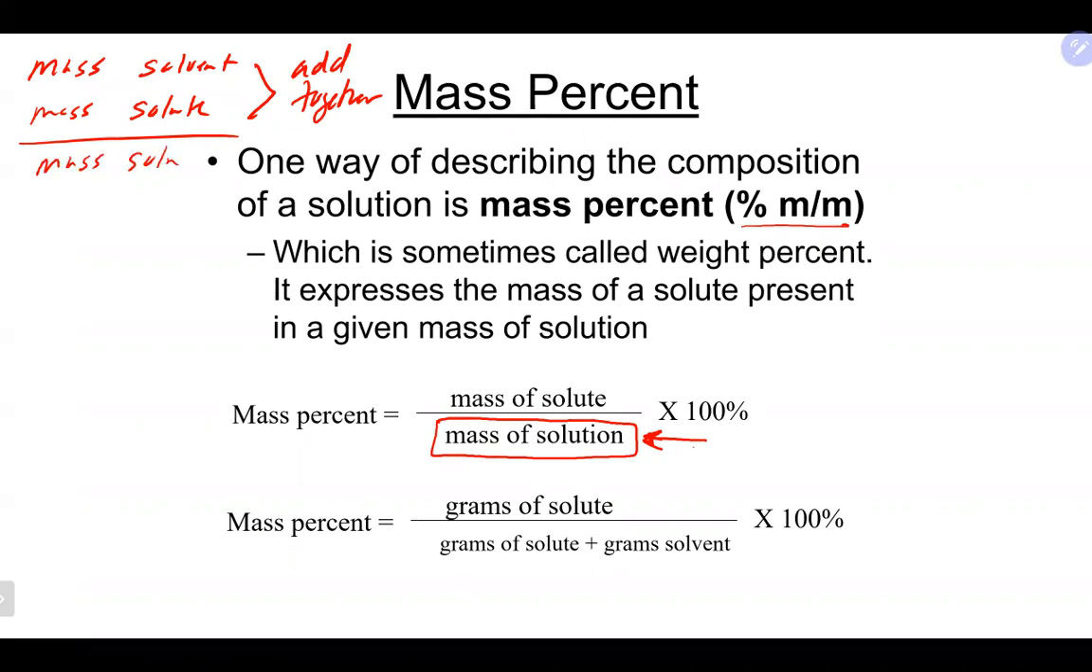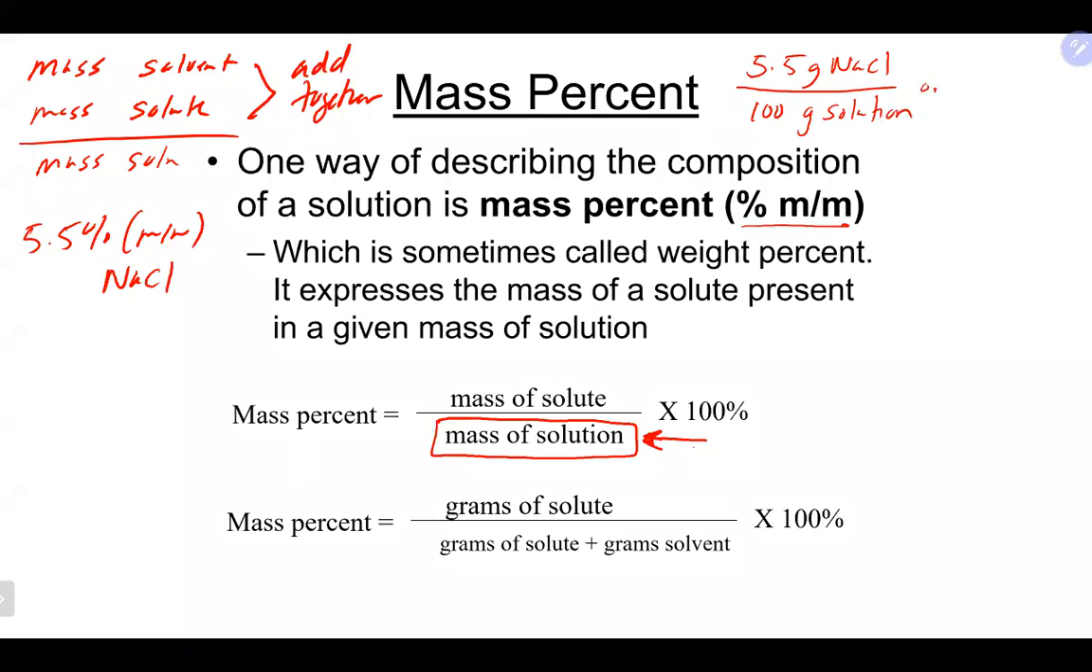This is really a grams over gram type of unit. So that means if you had a 5.5% by mass sodium chloride solution, you can really turn that into a usable conversion factor by assuming 100. And what that would mean is you would have 5.5 grams of sodium chloride in 100 grams of solution. And you could use it as a conversion factor the other way as well. In 100 grams of solution, you would have 5.5 grams of sodium chloride.